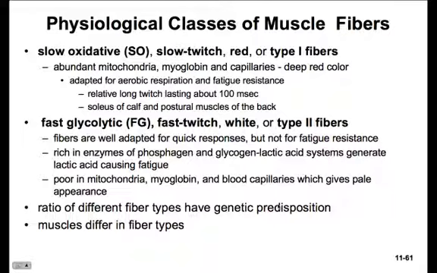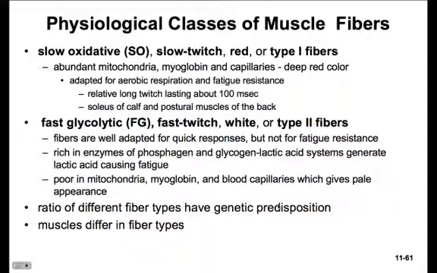There are also fast glycolytic fibers, which are also called fast twitch, type 2 fibers, or white fibers. These fibers are white because they lack the myoglobin and mitochondria and as much capillary perfusion. They're well adapted for quick response, but they are not resistant to fatigue. They're rich in enzymes for the phosphagen and glycogen lactic acid systems, and they generate a lot of lactic acid.